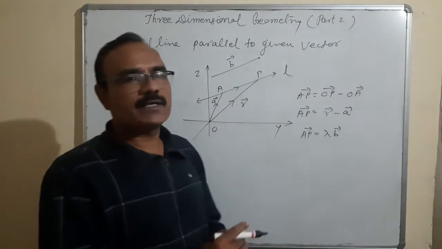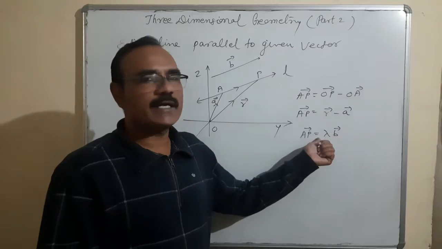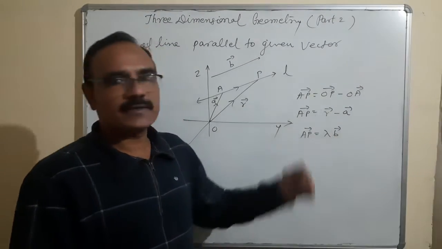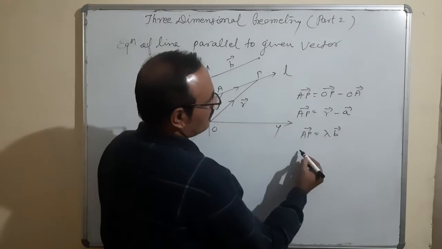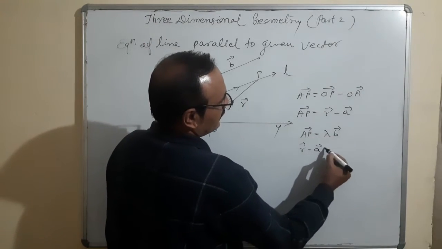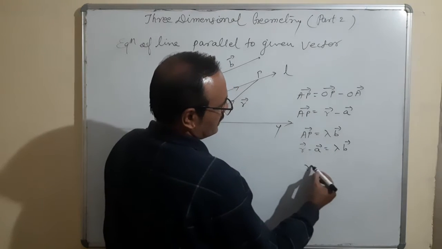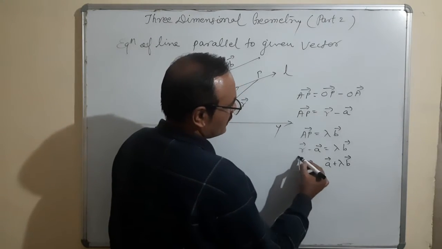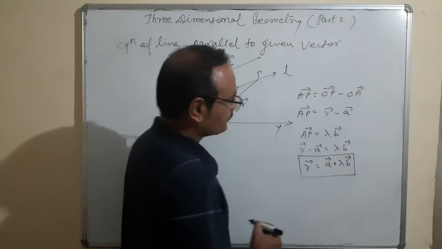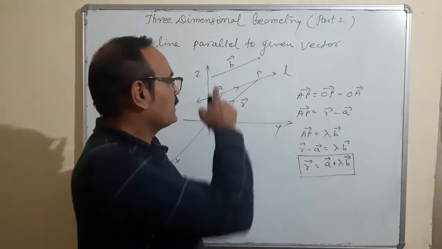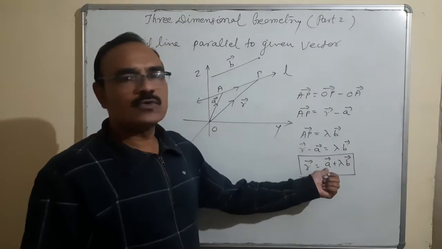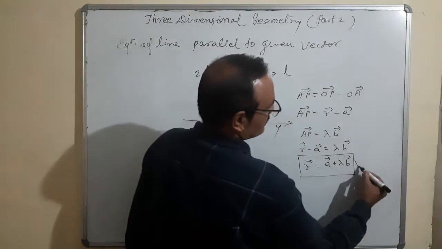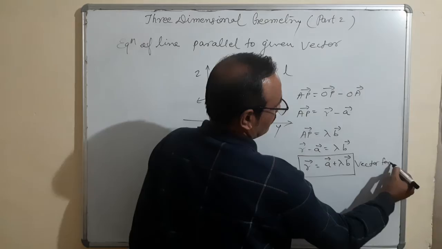Because if two vectors or two lines are parallel, when we put the equal sign, then one scalar quantity will come with that. So vector AP is equal to lambda vector b. And AP we already have, vector r minus vector a is equal to lambda vector b. So that means vector r is equal to vector a plus lambda vector b. This is the vector formula of a line which is parallel to the given vector and passing through a given point. Okay, so that is the vector form of a line.